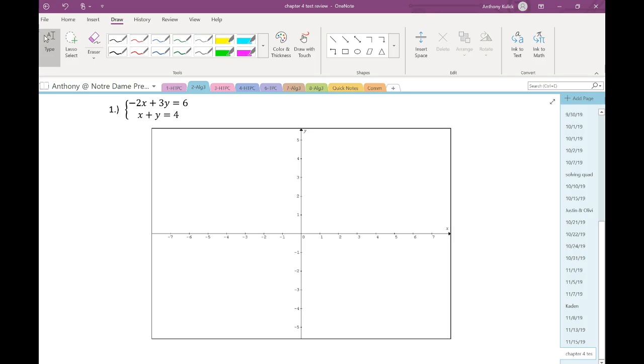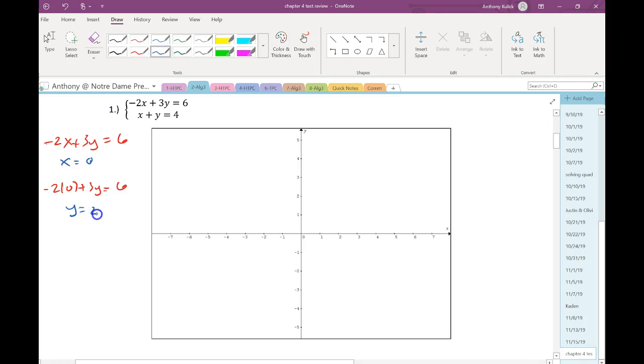So, all right. What I'm going to do is look at the first equation. I'll pick a value for x, say maybe 0. I'll then plug 0 in for x and figure out what the y has to be. Negative 2 times 0 is 0. 0 plus 3y is still 3y. If I divide both sides by 3, I get that y is 2. So I have the point (0, 2).